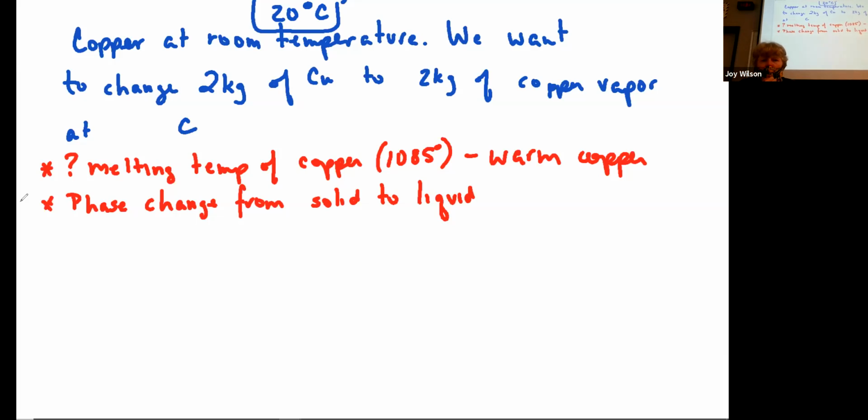Oh, good. So we're going to change it from solid to liquid. Then our next part of the phase is going to be this. Warm liquid copper to 2562 degrees Celsius.